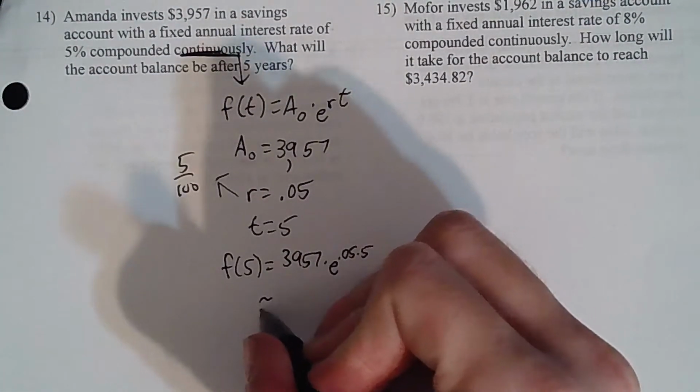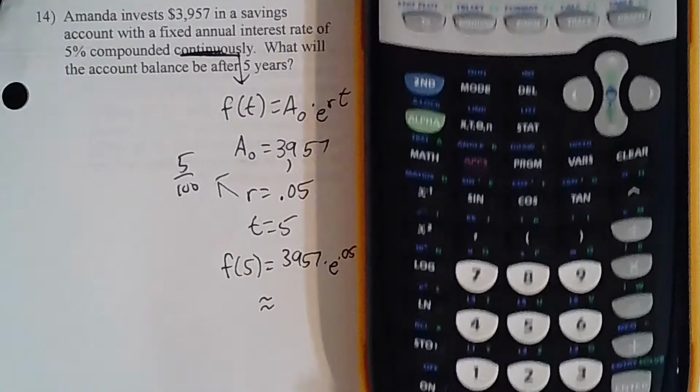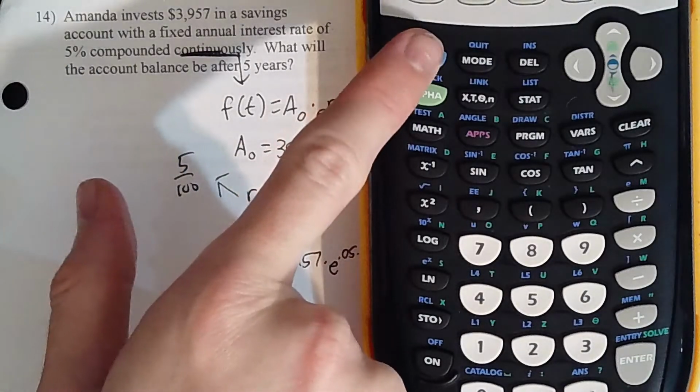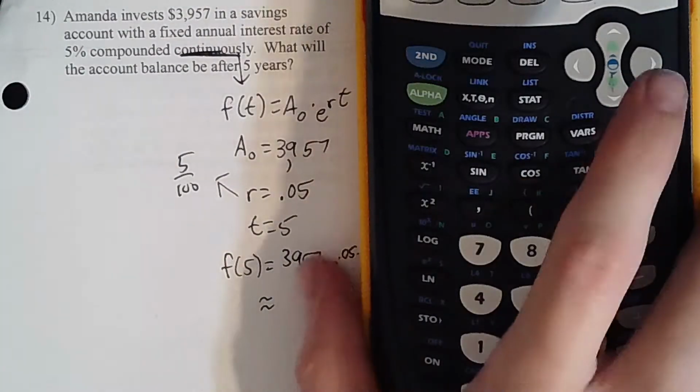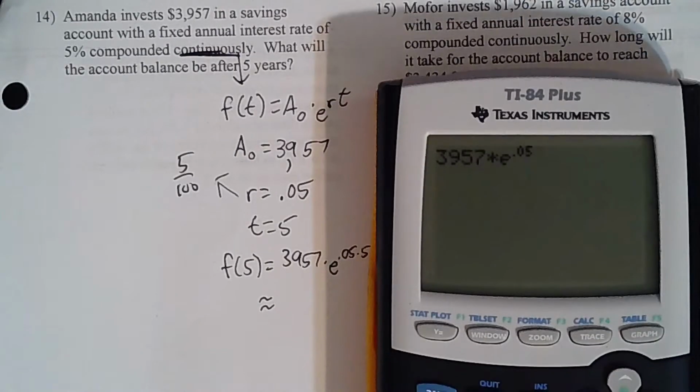So this is approximately, and we're going to take our calculator out. On our calculator, what we're going to want to do is type in that 3,957, multiply it by, and the button that we need to find is right here. It is that blue e. So we'll hit second ln, and that's going to give us the e raised to that power, 0.05 times 5. And there you go. It tells you we got $5,080.89 if we round up.